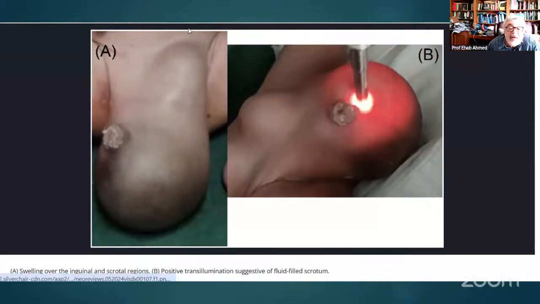Why do you think it is that? Leaking of meconium in the scrotum. Why do you think this is your diagnosis? And what do you call this condition? Abir.